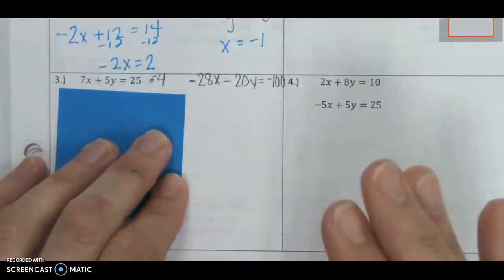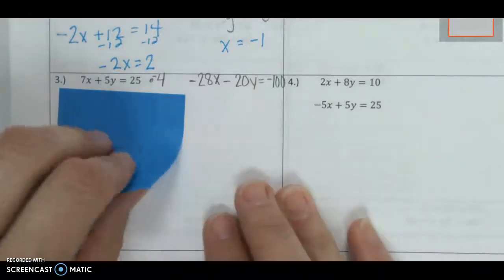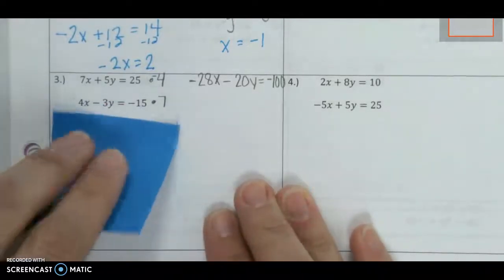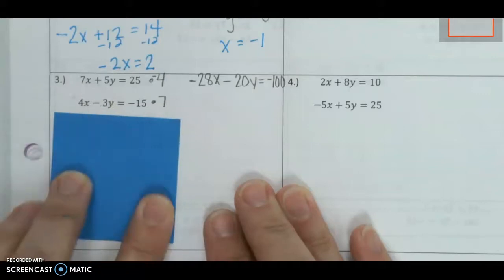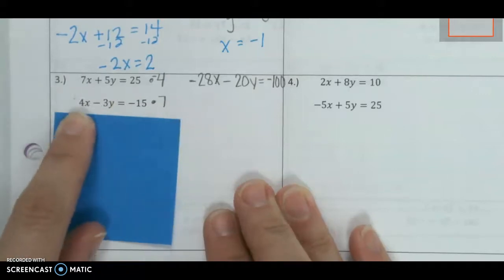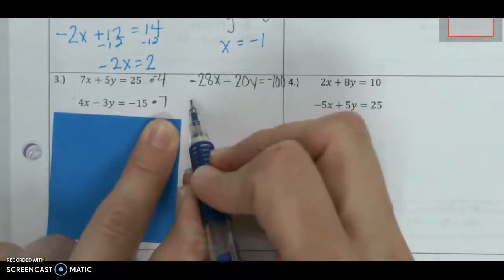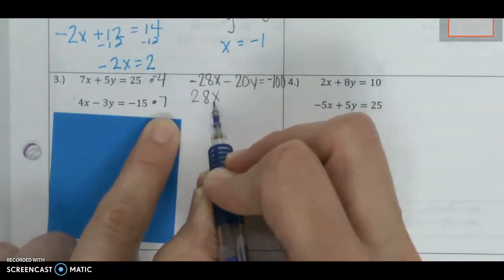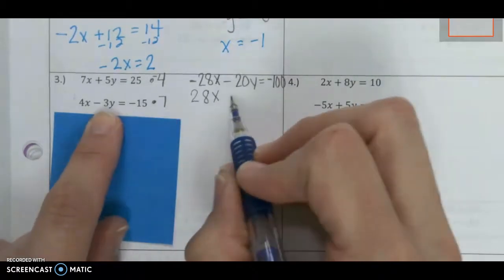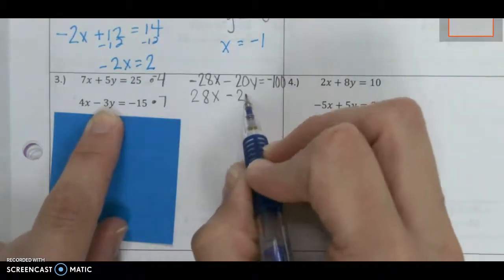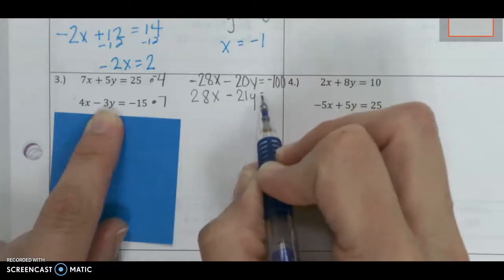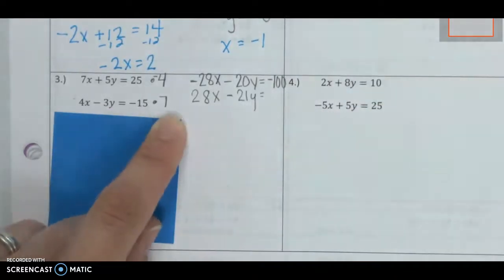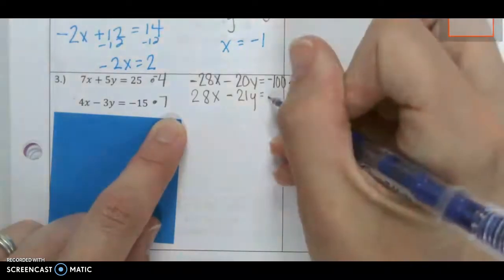Okay, that one's done for a second. Hang on to that one. Let's move on to this one. 4 times 7 is 28, not negative this time, but that's what we want. 7 times 3 is negative 21. Negative 15 times 7, I'll use my calculator for that one, is negative 105.